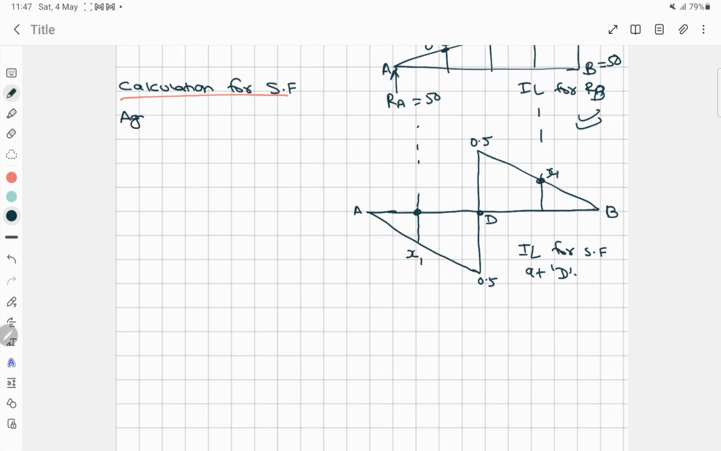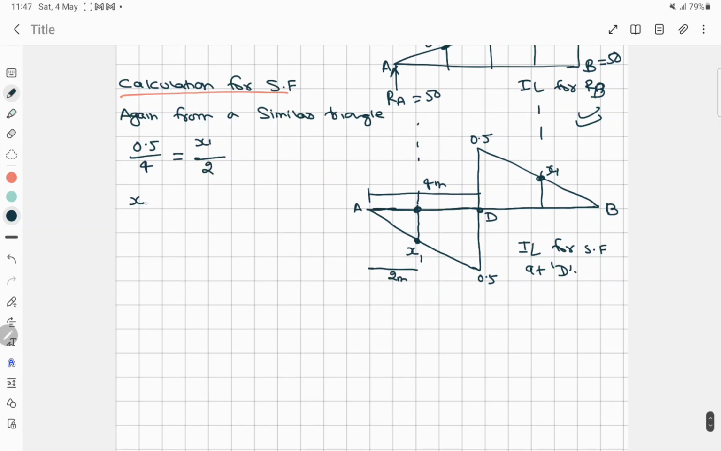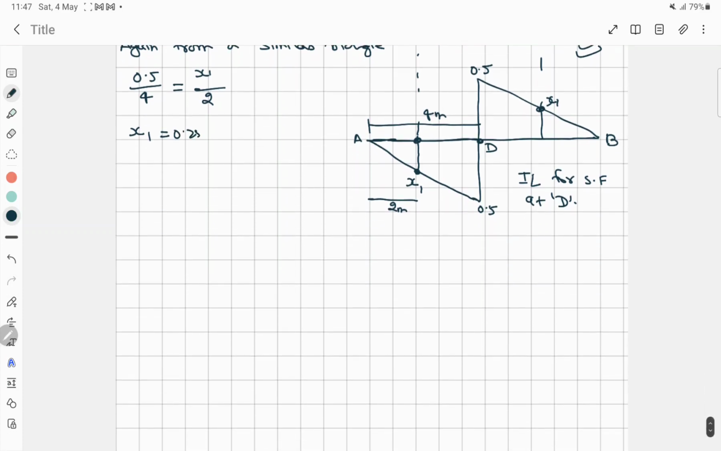Now write like this, again from a similar triangle, we can easily find the value of this, right? This is a big triangle, that means it's 0.5 by the length, from here to here is 4 meter, right? By 4 is equal to, this is the unknown, that is x1, divided by from here to here it's 2 meter, so 2. So we'll get the value of x1 is equal to 0.25. I'll write down here, that is 0.25.